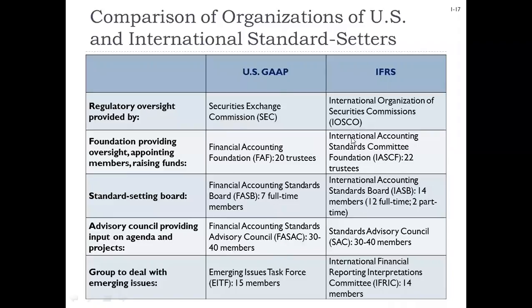So here's a chart, basically just showing you who makes the rules for US GAAP, FASB, and who makes the rules for IFRS, International Financial Reporting Standards. It's the International Accounting Standards Board. Okay, so there's two different organizations making the rules. One set for the US, another set for everybody else in the world.